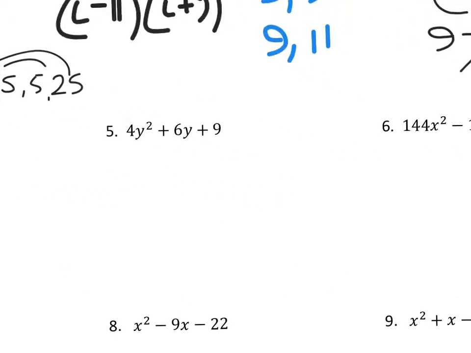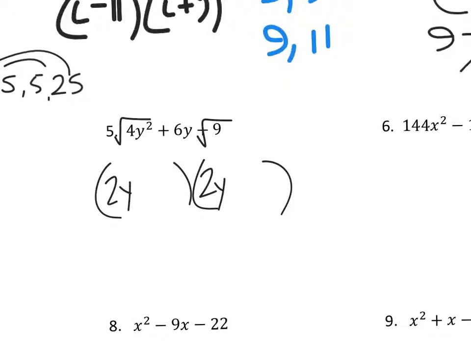Okay, number 5, I can't divide everything through. So what I'm going to do is check for a perfect square trinomial, because I'm noticing that I can take the square root of the first term and the last term. So I'm going to check. The square root of 4y squared is 2y. The square root of 9 is 3.